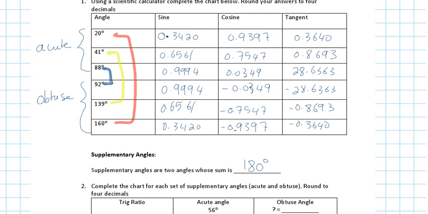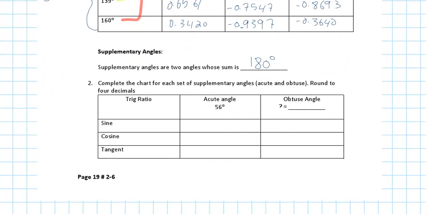Okay. So let's see if that's going to work also for any other angle. If I have an acute angle of 56, what would be its supplementary obtuse angle? 124. So to find the supplementary obtuse angle, what you do is 180 minus 56, and that would give you 124.